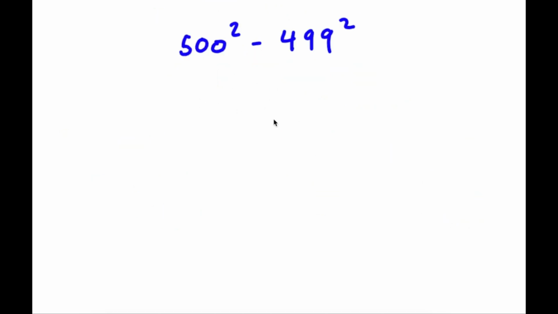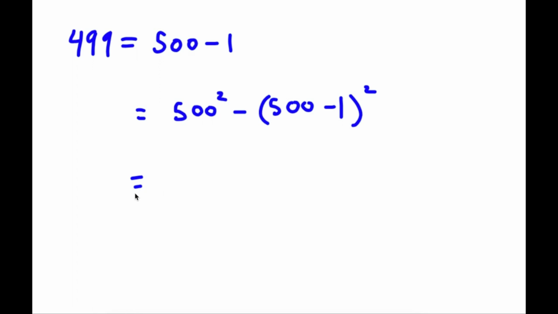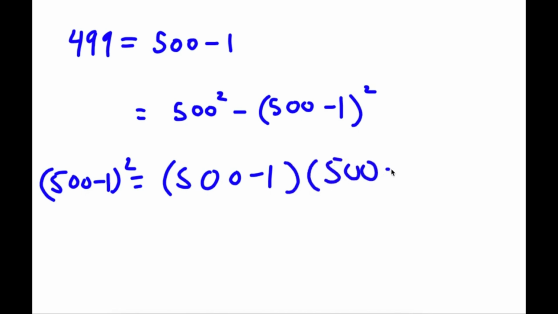So I have 500 squared minus 499 squared. Now 499 is equal to 500 minus 1. So now if I replace 499 with 500 minus 1, I get 500 squared minus (500 minus 1) squared. Now (500 minus 1) squared is the same thing as (500 minus 1) times (500 minus 1).